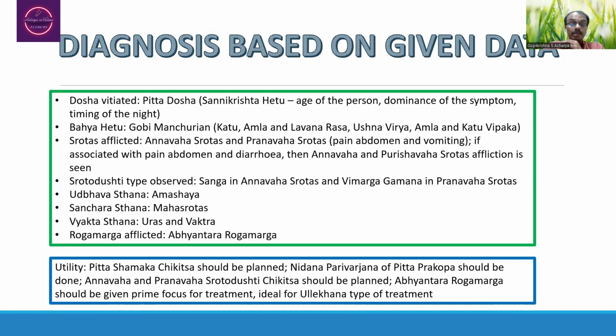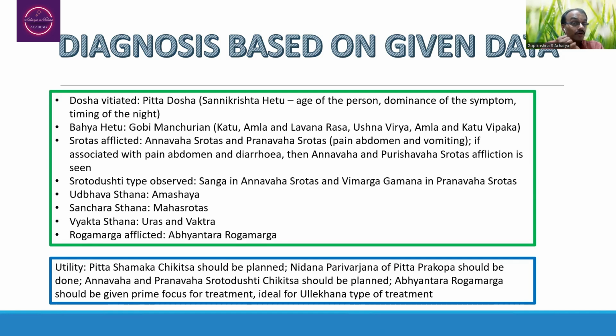She had the vomiting as such. So that means we may suspect Vimarga Gamana was happening in Pranavaha Srotas. As far as Udbhavasthana is concerned, it is initiated in the Amashaya, that is the Adho Amashaya and Urdhva Amashaya, with Pitta and Kapha dominance. As far as Sancharasthana is concerned, it is the upper half of the Mahasrotas.